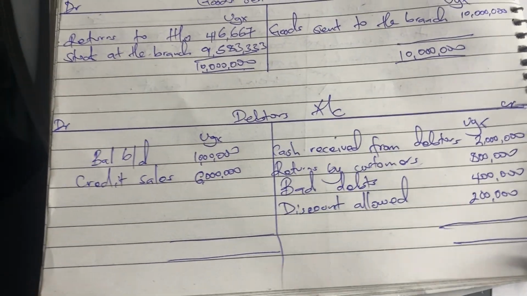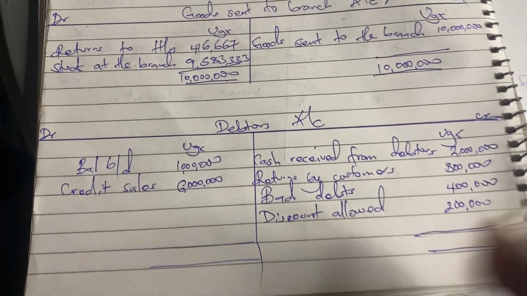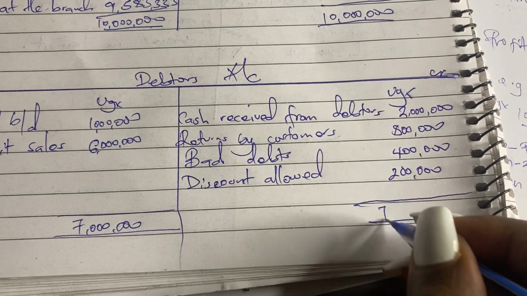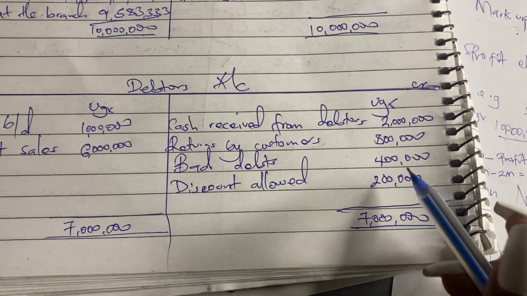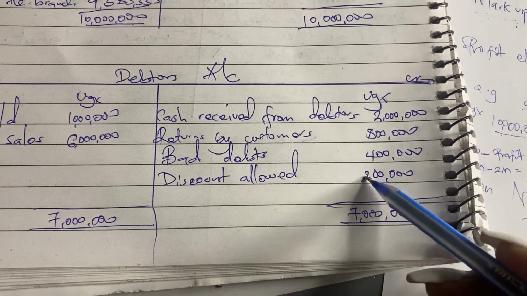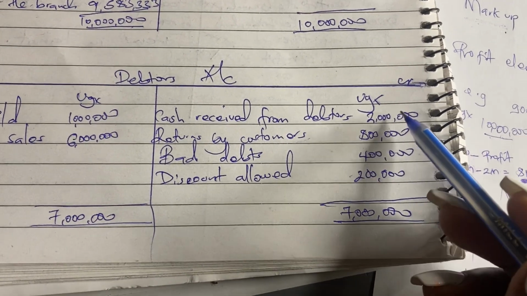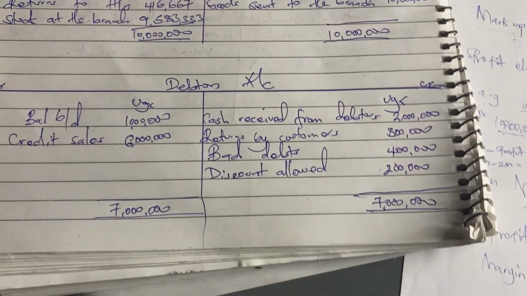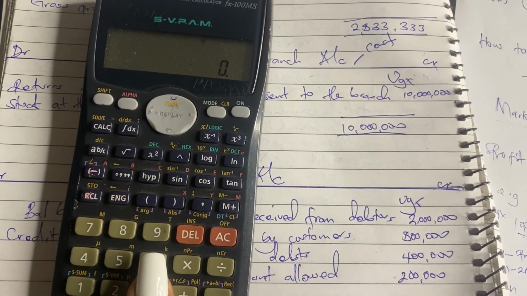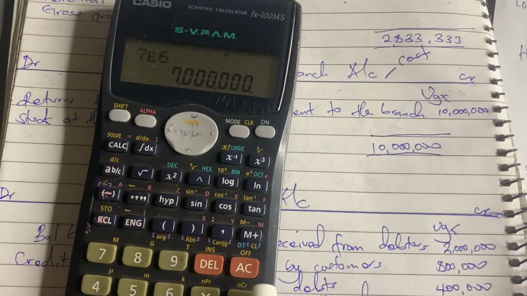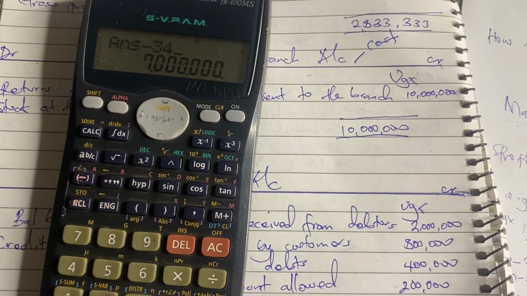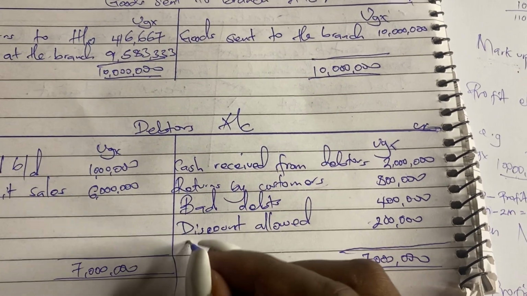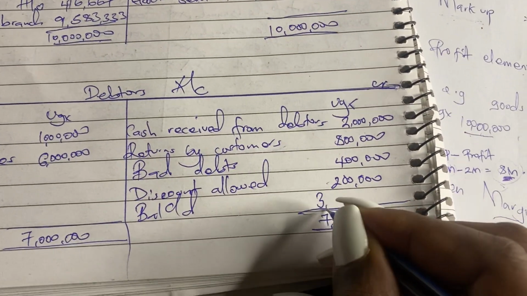So you see which side is greater, and this side is greater, 7M and 7M. So this minus this is 2M, this is 1M, then this is 400, so this is 3M 400. So 7M minus 3M 400, what do you get? We get 3.6. So that becomes the balance carried down of 3.6M.